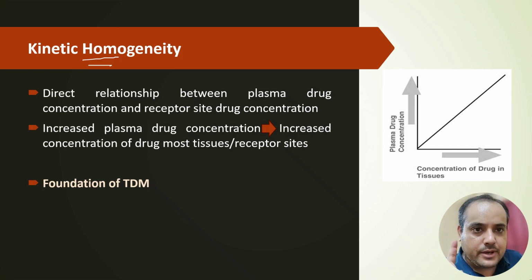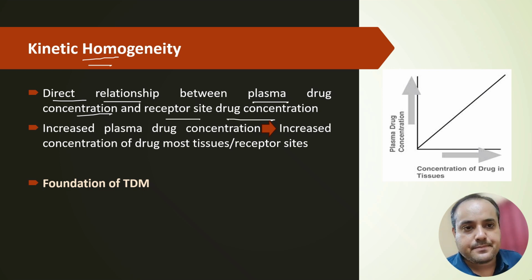The first component is the plasma concentration of the drug. The second component is the tissue or the receptor concentration of the drug. And what we have found is that there is a direct relationship between the plasma drug concentration and the receptor site drug concentration. That means if the plasma drug concentration increases, then proportionately there is increased concentration of the drug at the receptor or at the tissues.